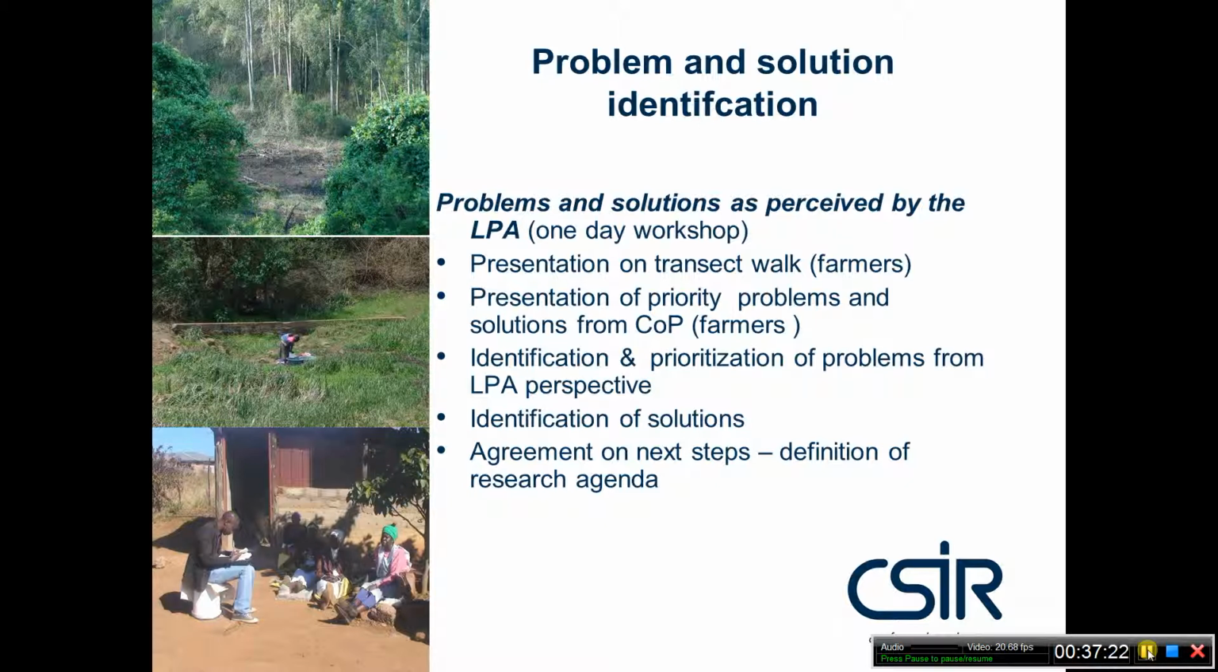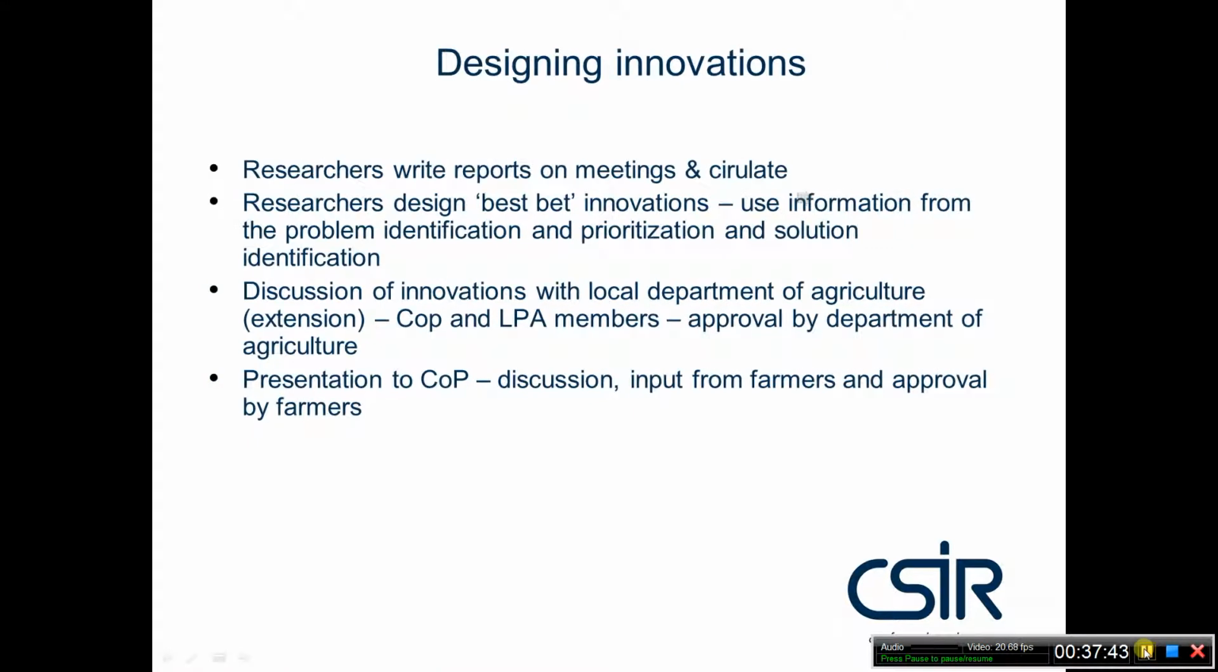The farmers simply realized that there was no water in the reservoirs or in the rivers that were meant to provide them with water. But the LPA identified that this problem extended beyond the agriculture sector. It involved other users of water, and its solution lay in managing water demand at catchment level. In the LPA meeting, there was agreement on the next steps, and this was going to be the definition of the research agenda for the project.